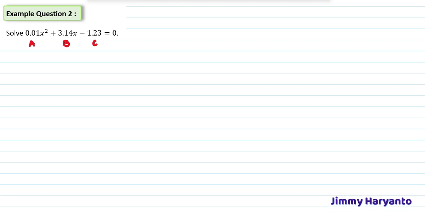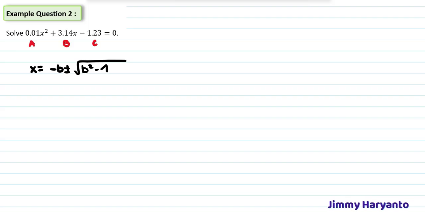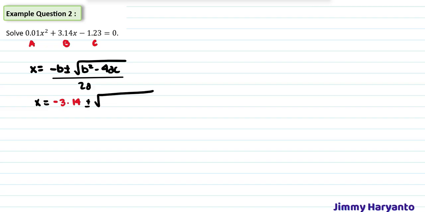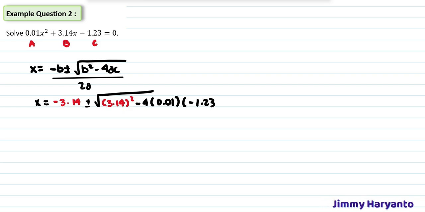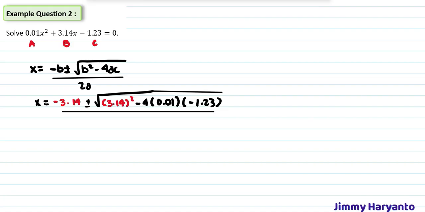So the formula says x equals negative b plus minus square root of b squared minus 4ac over 2a. So x equals negative b, which means negative 3.14, and then plus minus square root of b squared, which means positive 3.14 squared, and then minus 4 times a, which is 0.01, times c, which is negative 1.23. Okay, so this is our b squared minus 4ac, and then 2 times a, which is 0.01. There you go.